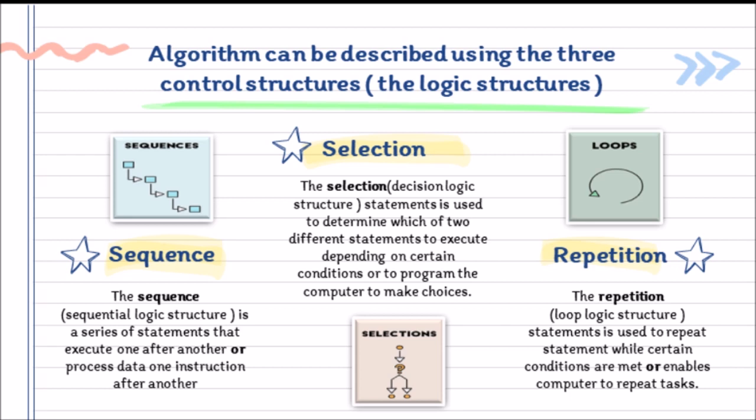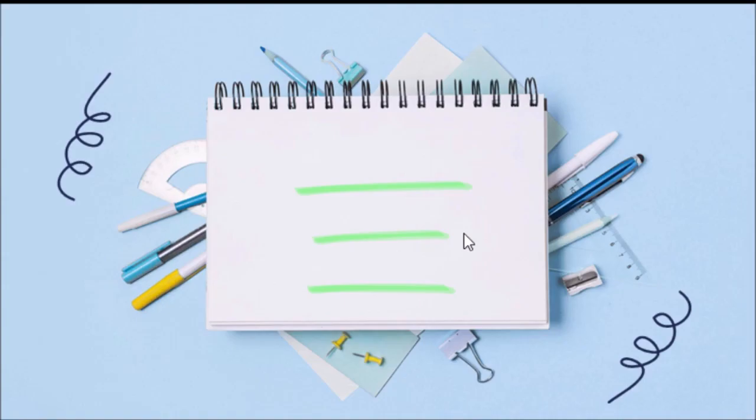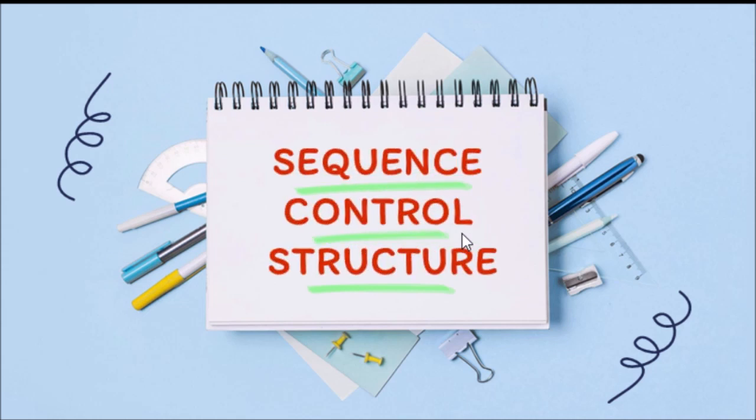We need to identify the control structure before we proceed with another step. This is because the way to write the problem analysis and algorithm are different according to the type of control structure. We are going to discuss more about sequence control structure.